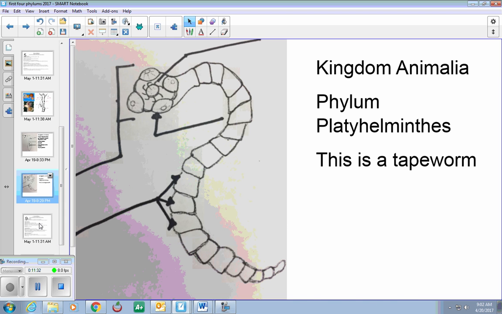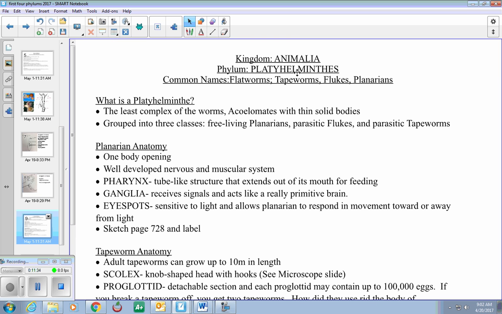So some of the things about the Platyhelminthes is it's the least complex of the worms. They are acoelomates. Now, a coelom is a body cavity, and the word a means without. So these little guys are flatworms. They don't have a body cavity. They're just flat layers of tissue, and we'll discuss the coelom more in class. So they have thin, solid bodies. It's not like us where they have a huge, big body cavity.